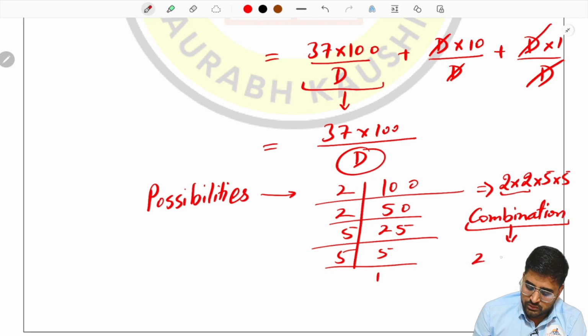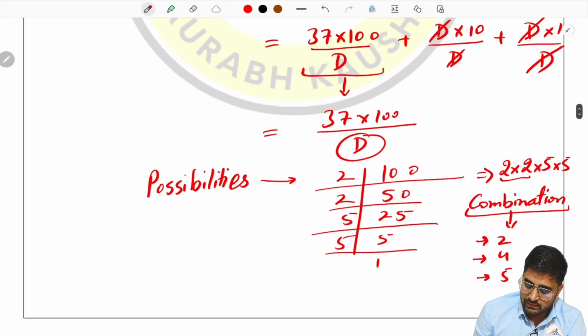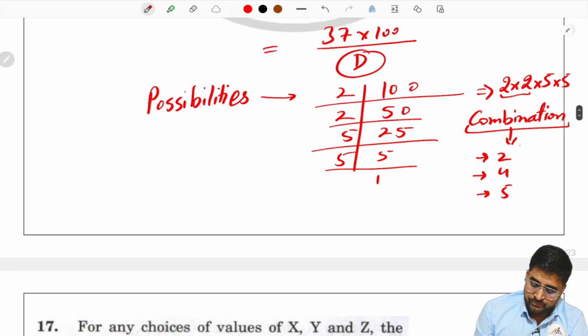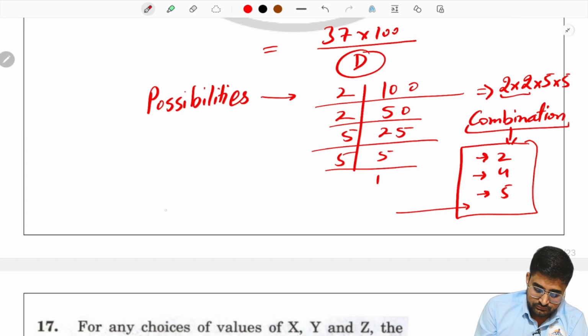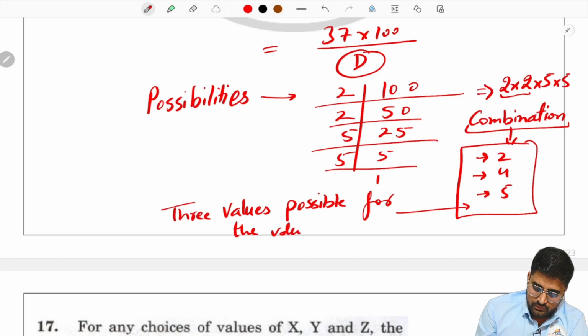First is 2 itself, the number could be 2, and we multiply 2 into 2, it becomes 4. So 4 is also possible. And a 5 itself. If you multiply 5 into 2, it becomes a 2-digit number, means 10 is not allowed. If you multiply 5 into 5, again it is not allowed. So you have three values possible for the value of d.